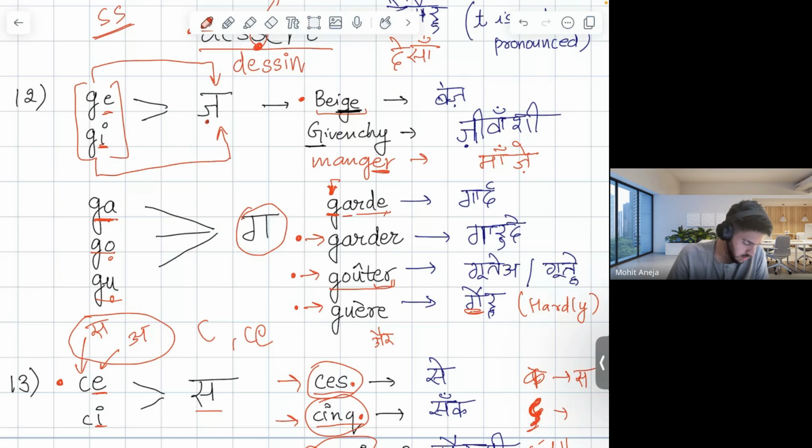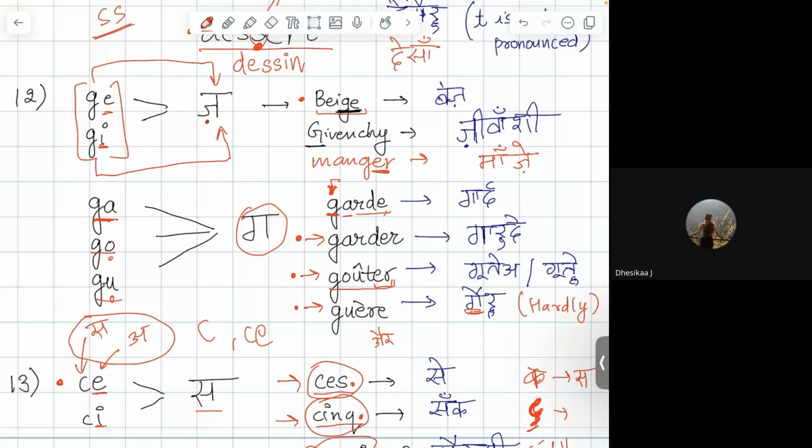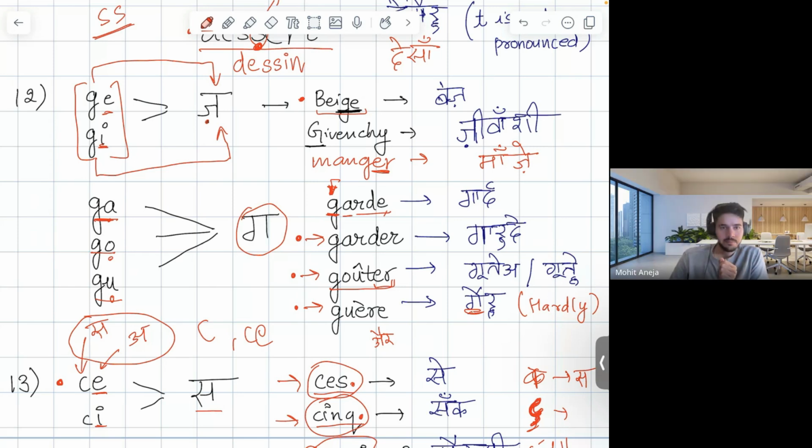All right. So this was the rule. I hope that you understood this. Can someone repeat this rule for me? Desika, can you repeat the first rule for me? When do we say the J sound? When there is E or I after G, it's pronounced as J. Yes, great.